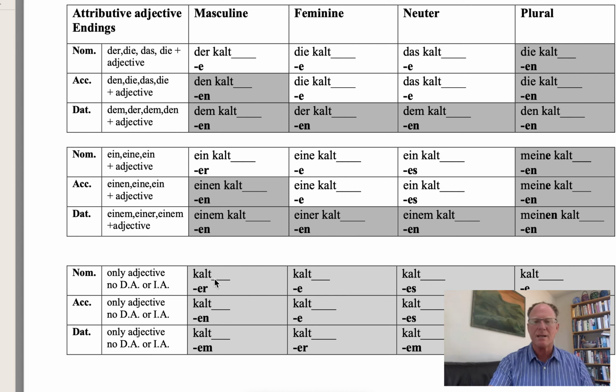And so you would see, for example, cold tea is on the table: kalter Tee ist auf dem Tisch. Or if you want to say, I place cold tea on the table: ich stelle kalten Tee auf den Tisch. Or I go with cold tea into the movies: ich gehe mit kaltem Tee ins Kino.